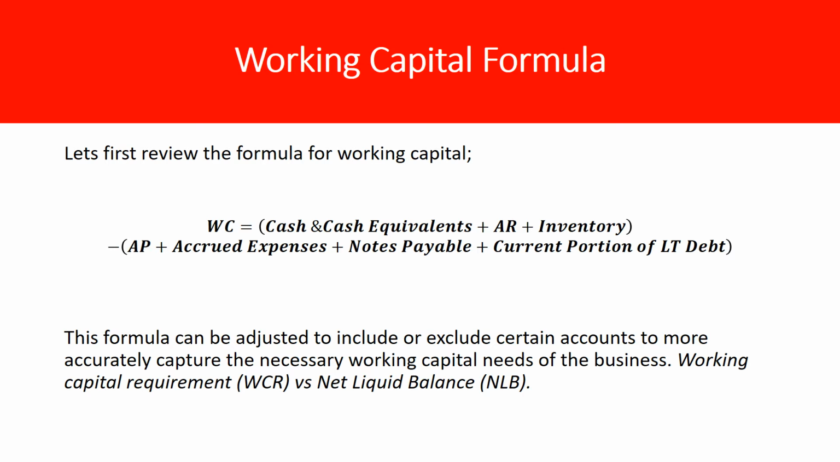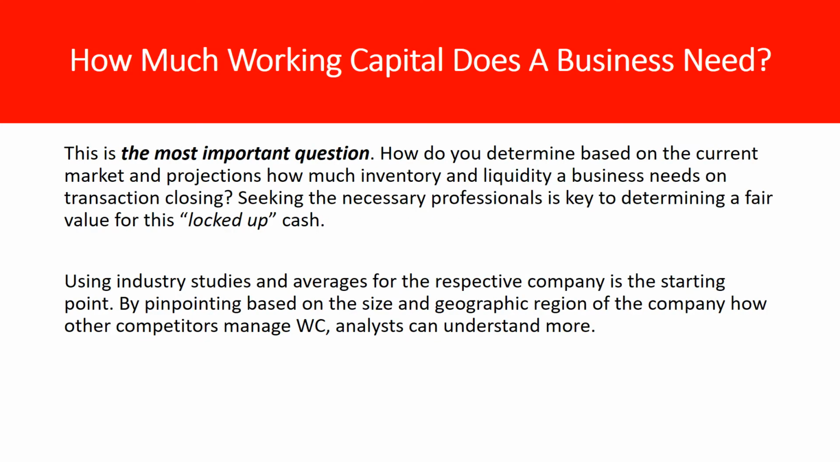But let's first define that formula. Now, the key question, the most important question, is how do you determine, based on the current market projections, how much inventory and liquidity a business needs on transaction closing? What is that normal working capital level in order to ensure that when ownership changes from the seller to the buyer, the business can run at those expected projections?